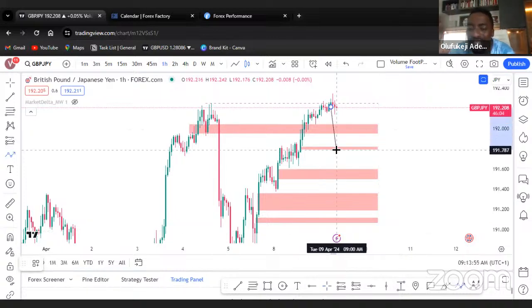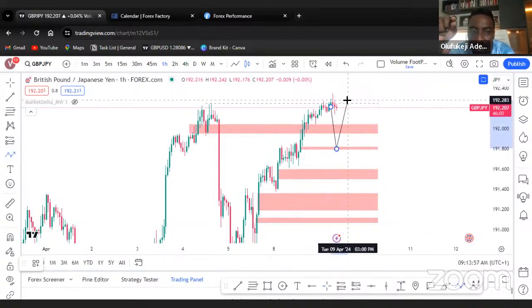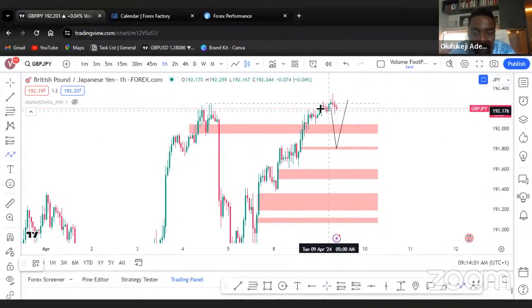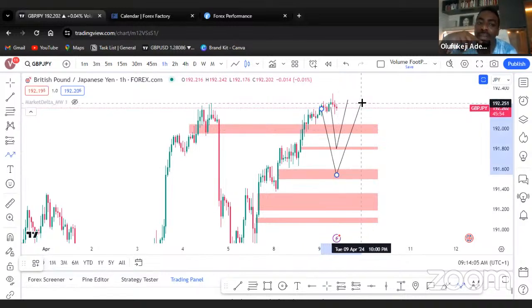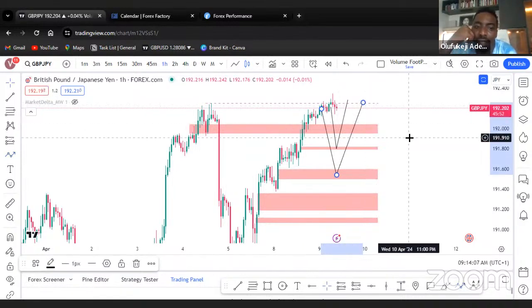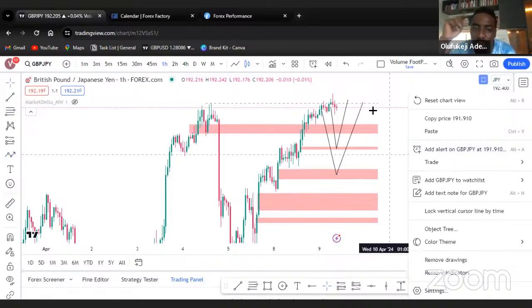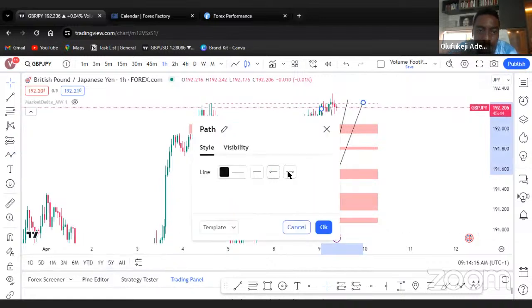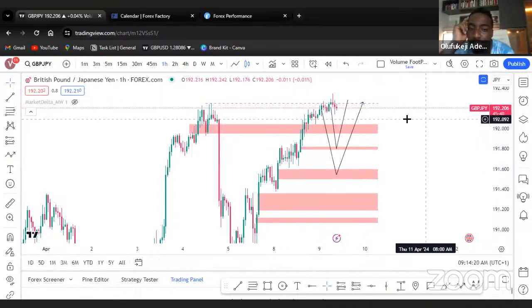Or if it doesn't stop there, it will tap into 191 exactly and then move up and continue the trend. So I'm expecting price to have issues at that level because it's an inverted fair value gap, and price will go up. So does this make sense?